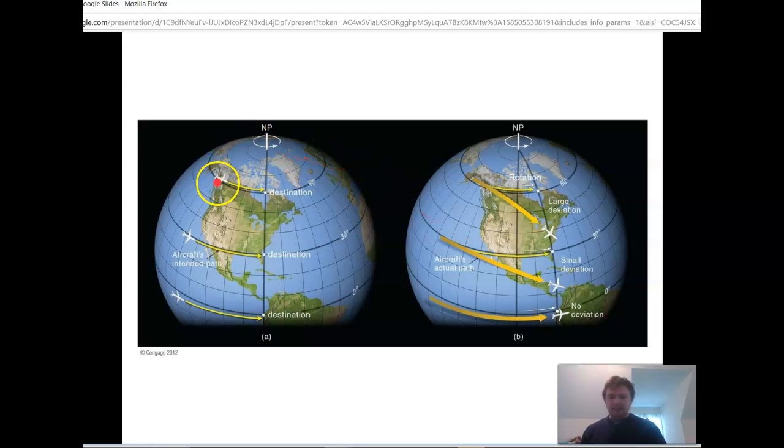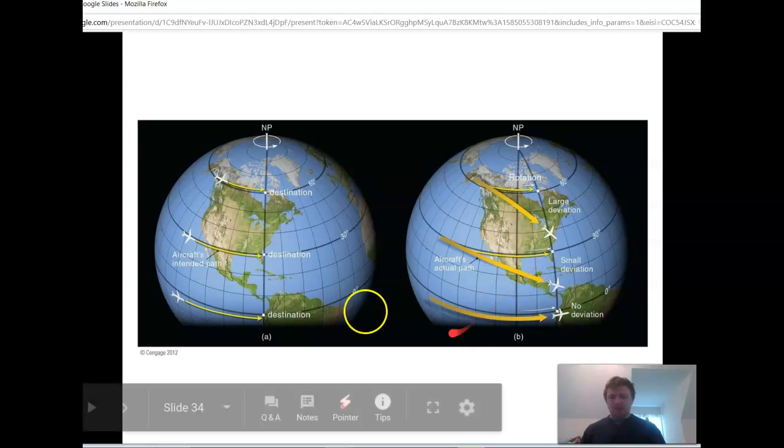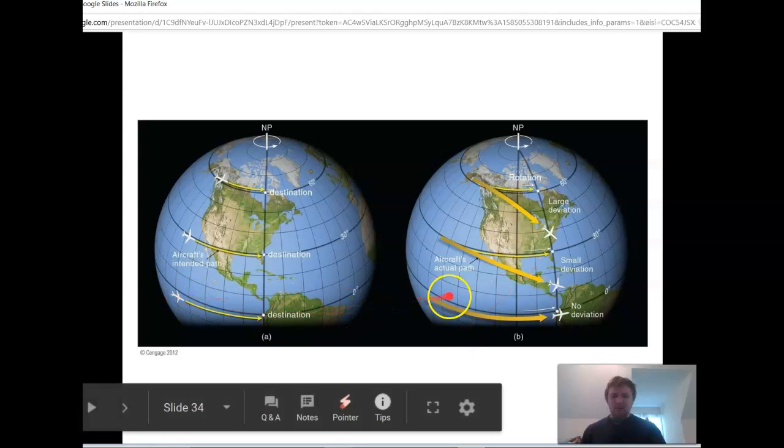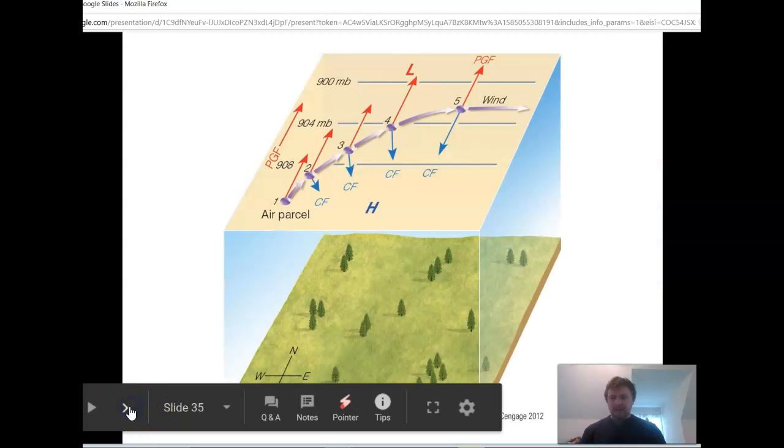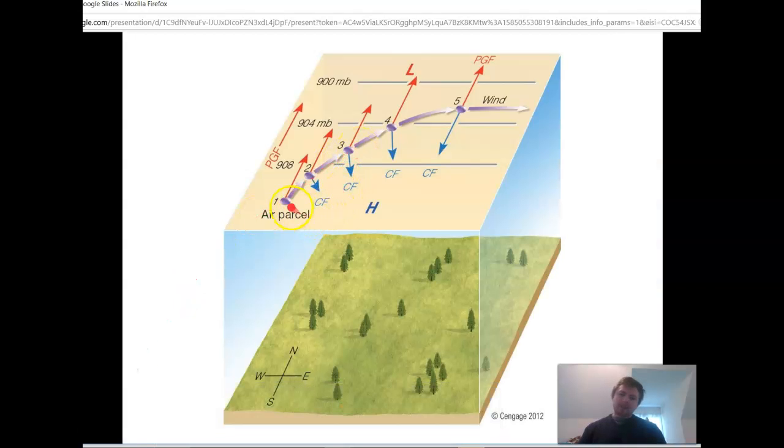And planes have to deal with this too. If you just headed due east, you're actually going to end up with a more southward direction. Not until you're really on the equator does it not matter. The closer to the poles you go, the more exaggerated this Coriolis effect is. The importance of the Coriolis effect for our winds is that, one, it always acts towards the right of your air motion.